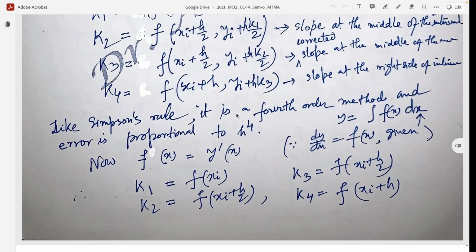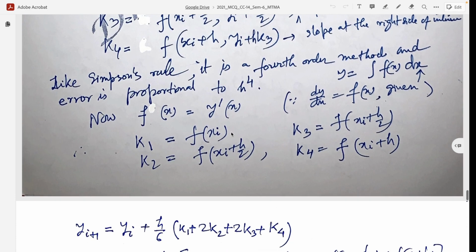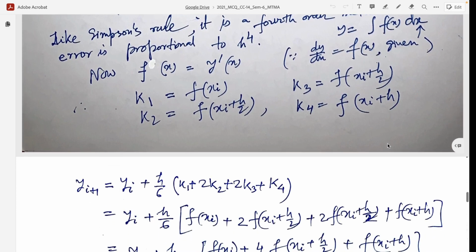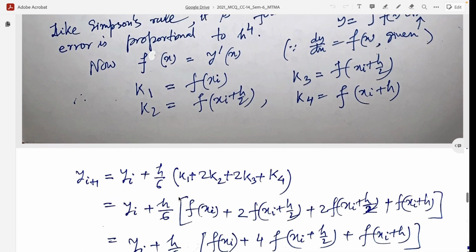Like Simpson's rule, it is a fourth order method and the error is proportional to h to the power 4. Now, f(x) equals y dash x, that is dy/dx equals f(x). So k1 equals f(xi), k2 equals f(xi plus h), k3 equals f(xi plus h by 2), k4 equals f(xi plus h). Here we get y(i+1) equals yi plus h by 6 times (k1 plus 2k2 plus 2k3 plus k4), and we get values for this.